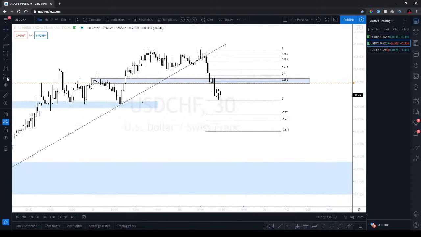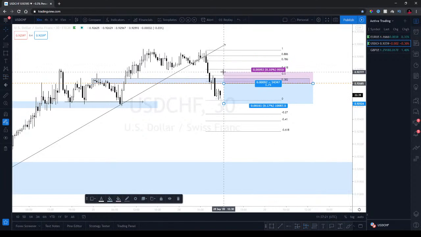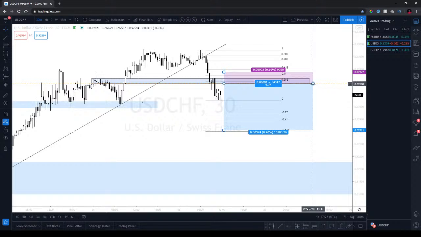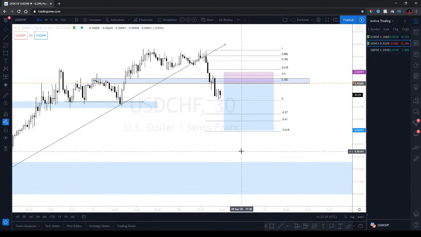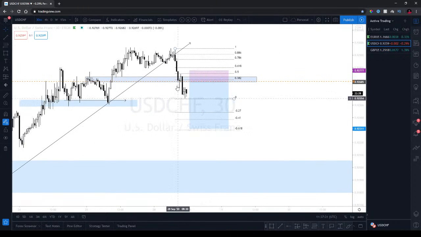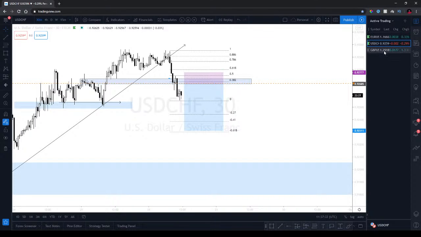And then I'll place my PL here. And this is perfect. This is exactly the move that I want to start off the week. I would love for that to get up there.